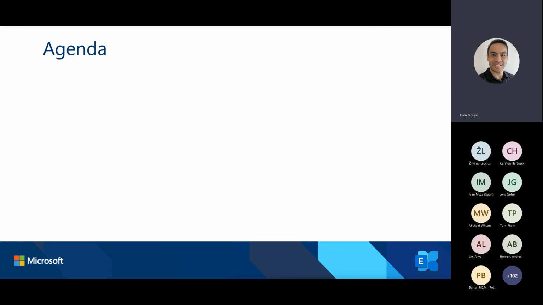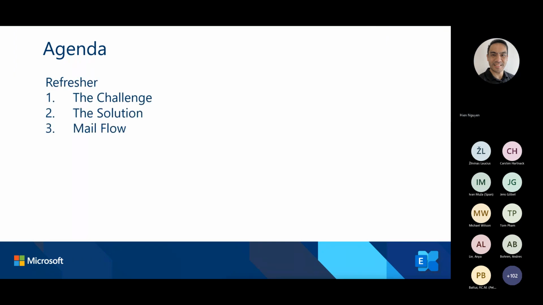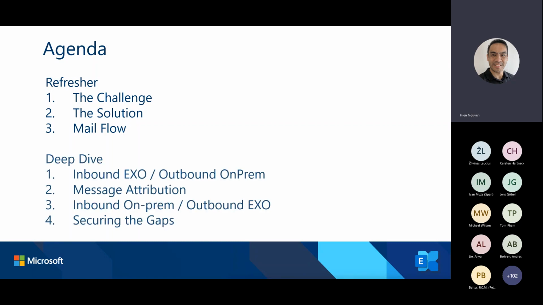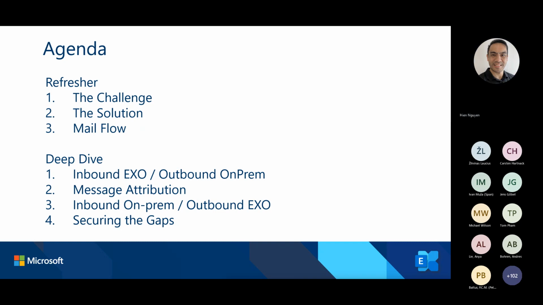Cool. So let's go through an agenda and what I'm going to talk about today. We'll go through just a quick refresher, the challenge, the solution, and mail flow. And then I'll go through a deep dive about particular mail flows, message attribution, and the gaps that come up when we set up hybrid around mail flow.